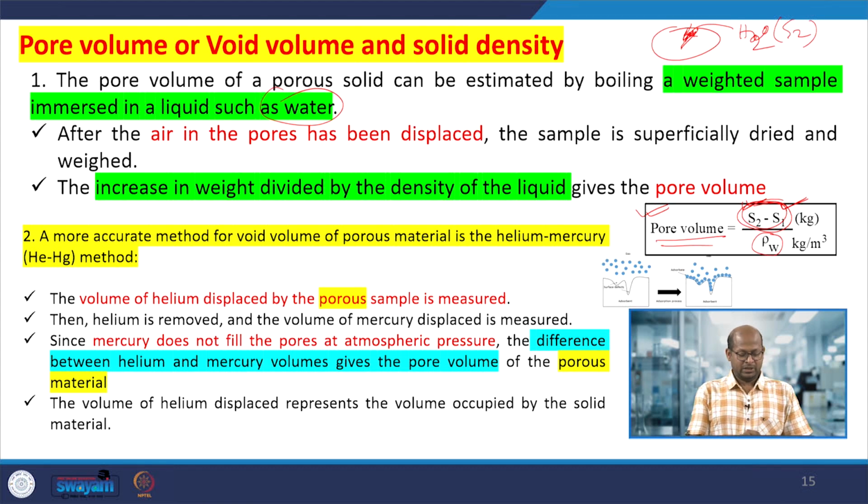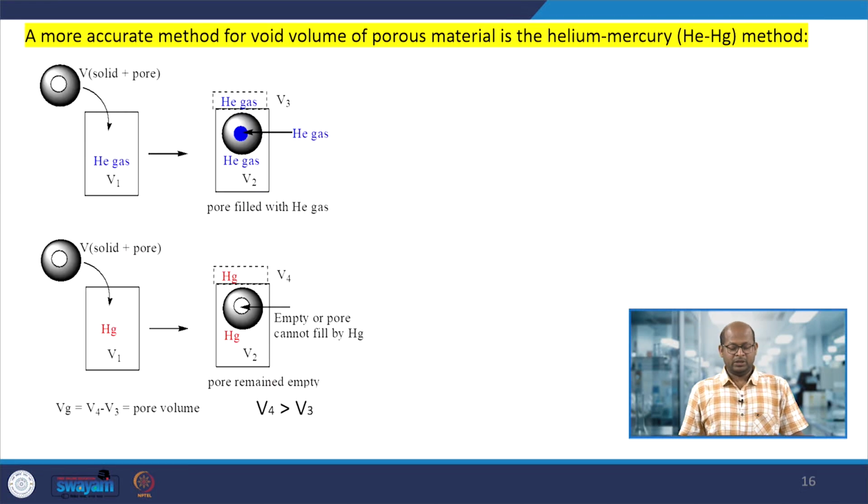And the next one is the helium method. In this method also similarly, let us say this is our material, a porous material, and this is pores or void space you can say. So this is solid and this is void. Suppose we have a container where a particular volume of gas, helium, is present. There if we put that material, the helium gas will fill the pores, and due to the solid volume an excess amount of the helium will come out.